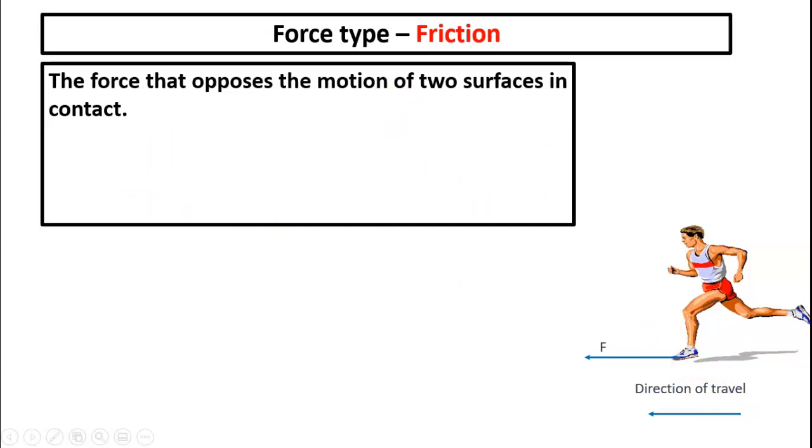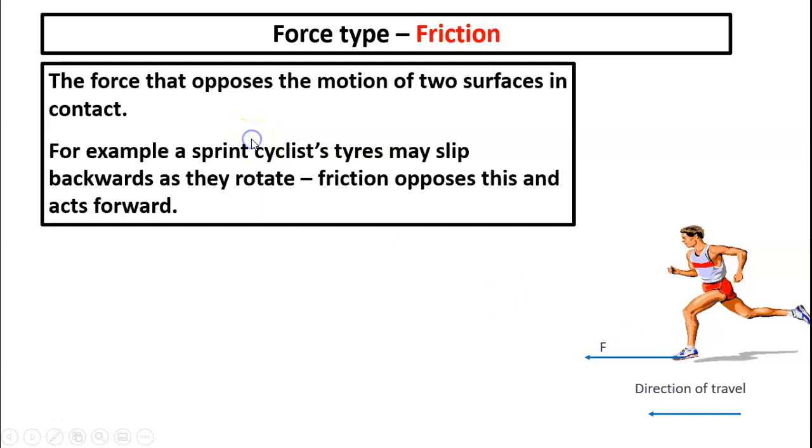So I've said here, friction is the force that opposes the motion of two surfaces in contact. The leg, when it goes down here, the action of the leg will go back round this way when you're running. So friction opposes when these two surfaces come into contact. The friction will go forward, the leg goes backwards, the direction of travel is forwards as well. So you can see that is for friction, not backwards. But it's a good way to help you remember when drawing the friction one here.